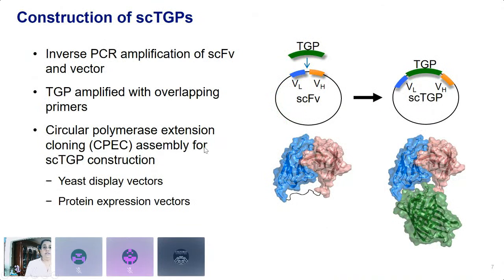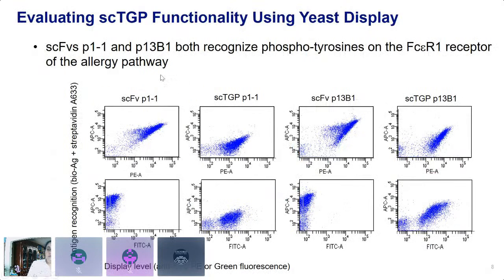Here is how we clone in the scFPs, usually using an inverse PCR to amplify the VH, VL and the scFP plasmid, followed by a PCR amplification of the TGP, and you bring together the molecule using a CPEC assembly. We did this construction both in the yeast display vectors as well as the protein expression vector system. The first two antibodies that we tested this method on are two antibodies that we selected against the Fc epsilon R1 receptor of the allergy pathway.